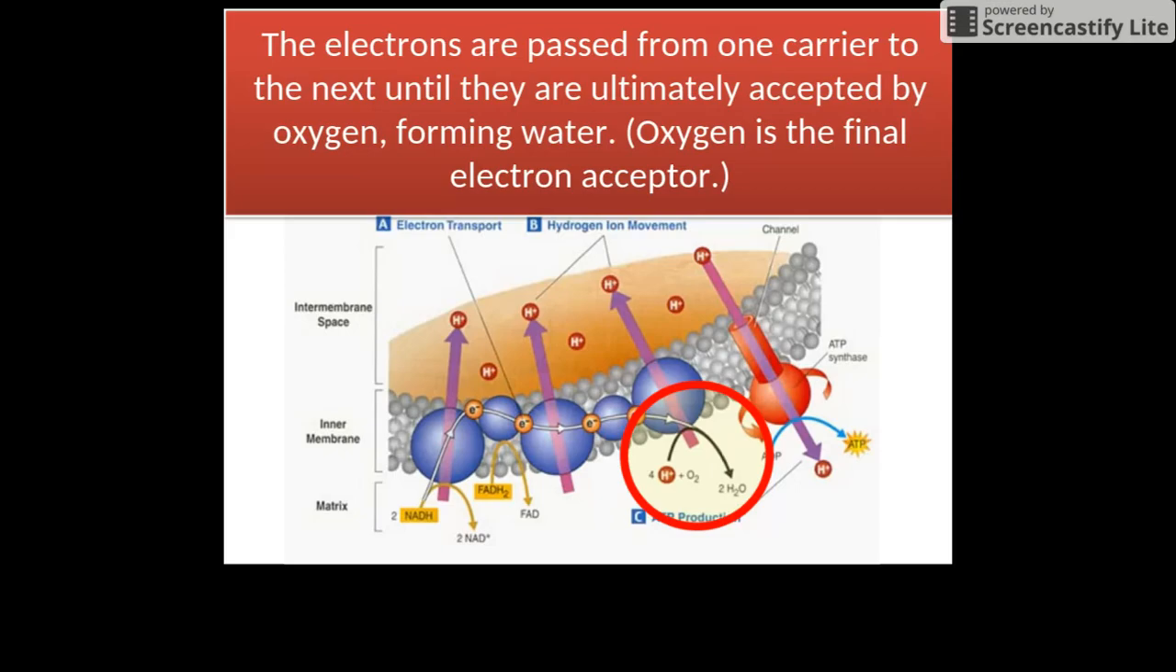That sometimes is called terminal. That's another word you might see instead of final, but oxygen is going to be the final electron acceptor, and it's going to combine with protons and the electrons, and those are going to combine to make water. All right, so this is where water comes in. So one product of the electron transport chain is going to be 2 molecules of H2O.